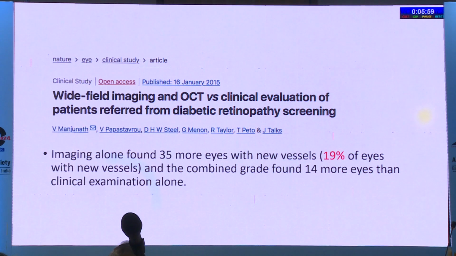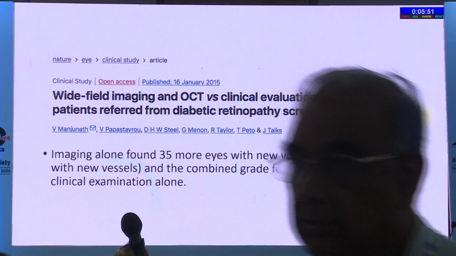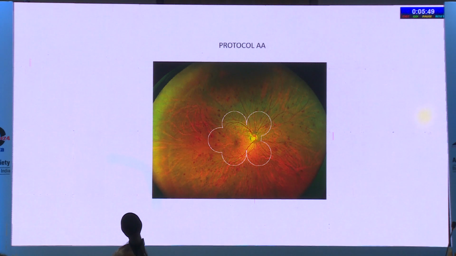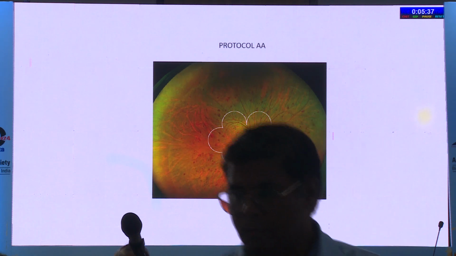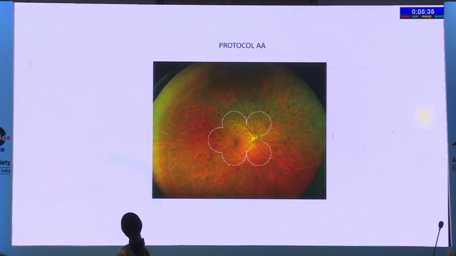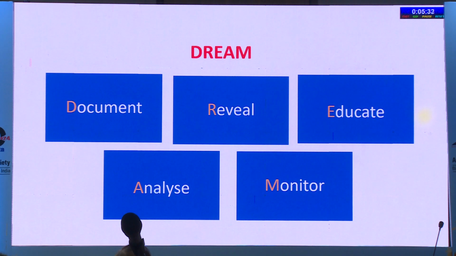And studies have also shown that ultra-wide field is superior to clinical examination in detecting NVE in the peripheral fundus of diabetic retinopathy. Protocol AA told us that predominant peripheral lesions were seen more clearly in ultra-wide field imaging, but it was not a predictor for two-step worsening of diabetic retinopathy, which wide field fluorescein angiography was.